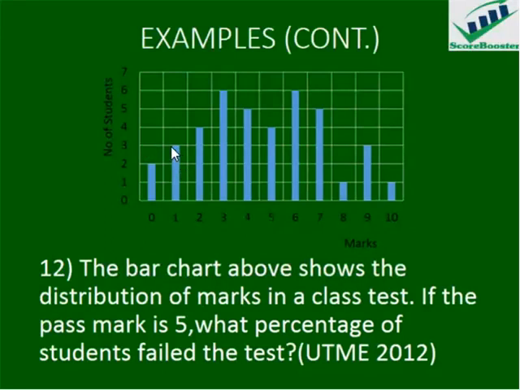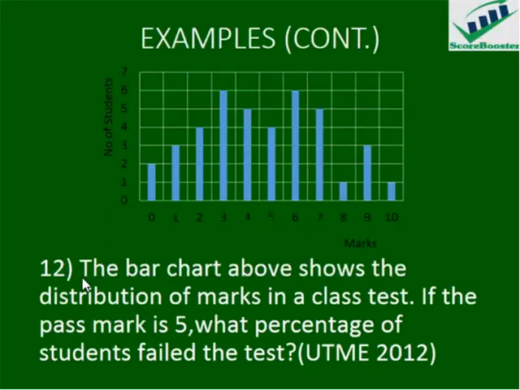Look at the height of the bars. The number of students that have 2 marks is 4. The number of students that have 3 marks is 6. And the number of students that have 4 marks is 5. So sum all this together. 2 plus 3, 5. 5 plus 4, 9. 9 plus 6, 15, and 15 plus 5 will give 20.